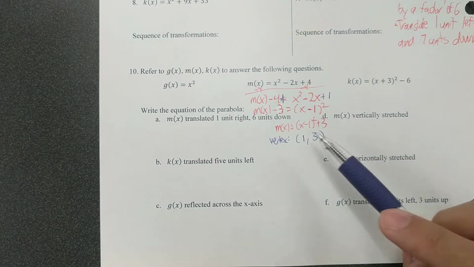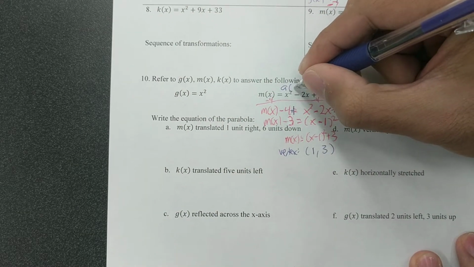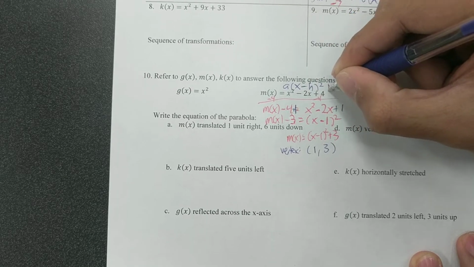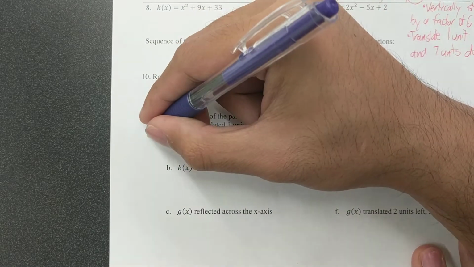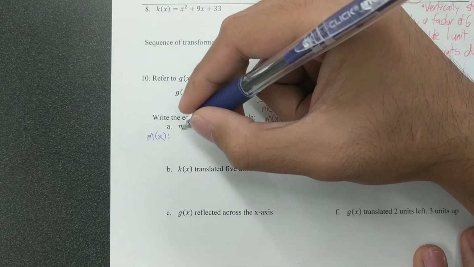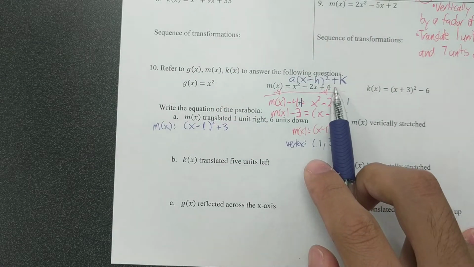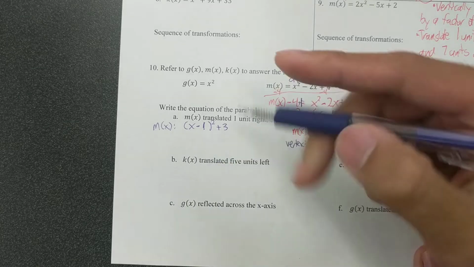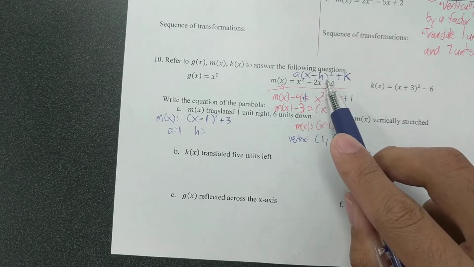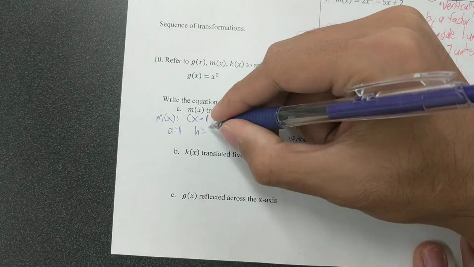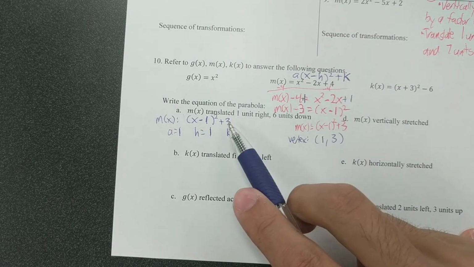Okay, but another way we can think about it is, remember that vertex form is a times the quantity x minus h squared plus k. So comparing it to the standard form, we see the a value is this invisible 1 in front. The h value, x minus h, so x minus 1 means h is positive 1, and k, the value added at the end, plus 3, k is 3.